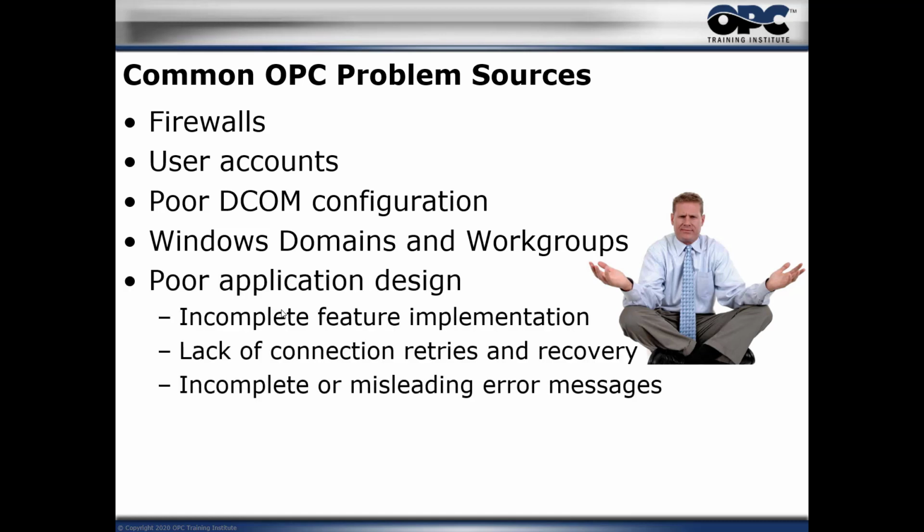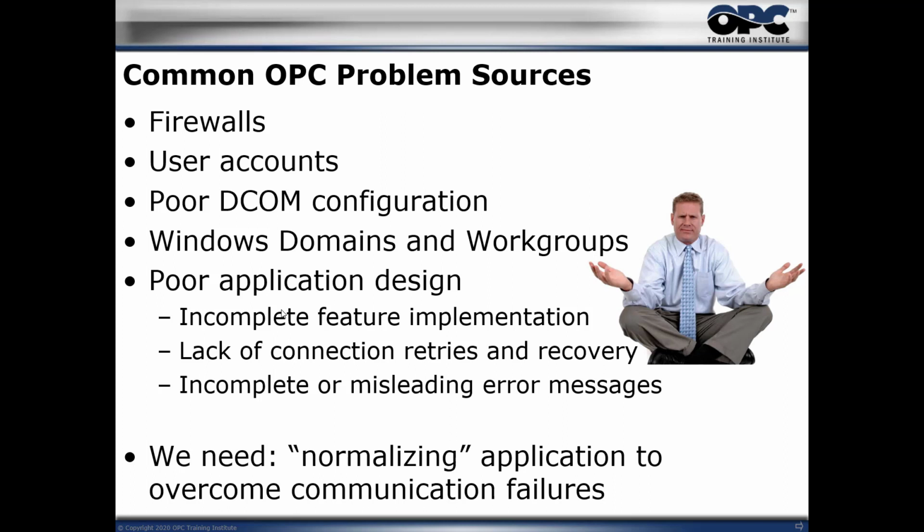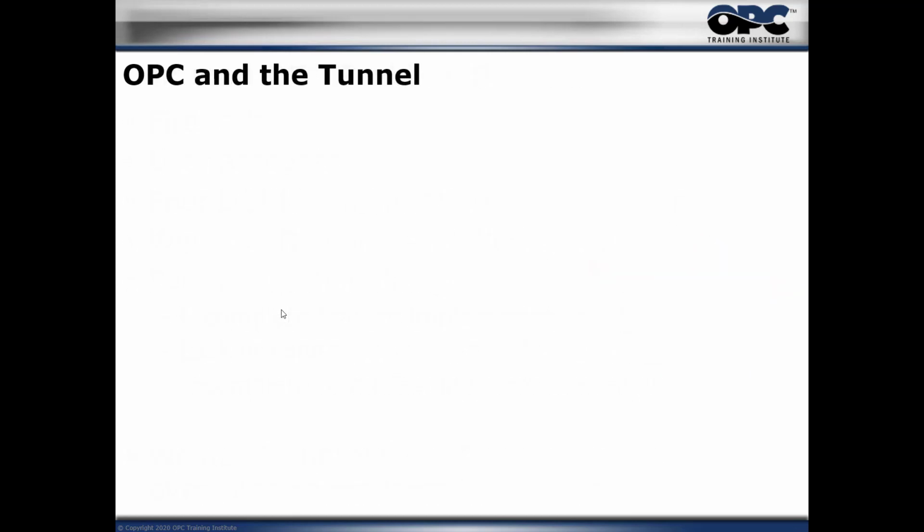And of course, let's not forget the programmers with their poor application design, where you might have incomplete feature implementation. They just don't necessarily finish the implementation of their features in the actual programs properly. They don't have automated reconnections. Again, the error messages might actually be misleading altogether. What we're looking for is a way to normalize applications, which I'll talk about in a little bit.